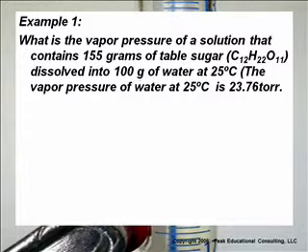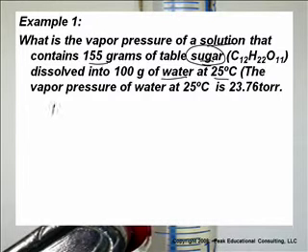All right. Mathematical. What's the vapor pressure of a solution that contains 155 grams of table sugar dissolved in 100 grams of water? Well, we have to find the mole fraction. Now, it's important. We need to find the mole fraction of what? In this one we just want the solvent, water, because this is sugar, and sugar will not evaporate. And so I want to find the moles of each.